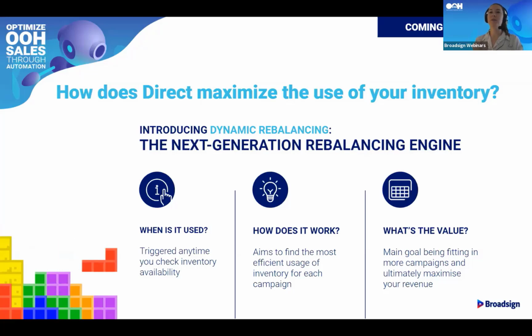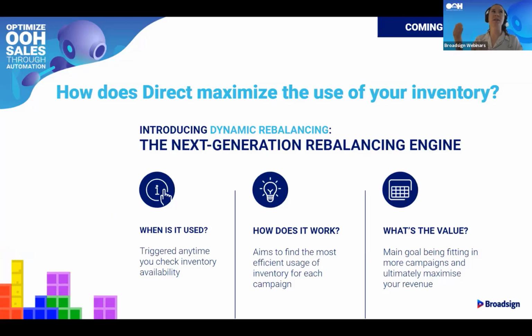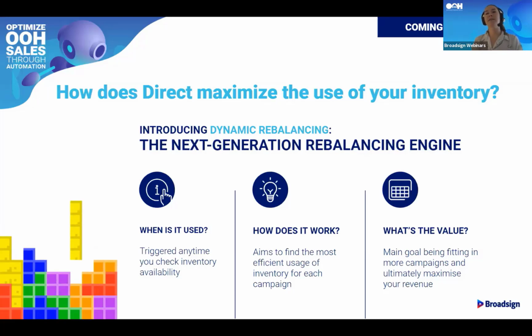So every time we have an availability check, it will look into how it can fit in your campaign in the most optimal way. It's really like a Tetris game, so that it really moves the campaigns according to the conditions and the campaign goals you have. And the main goal here is to win as many campaigns as possible, whilst obviously respecting your objectives, and hence, maximizing your revenue.